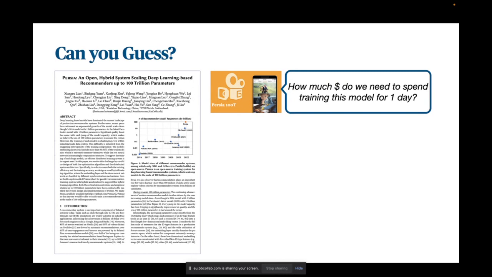But if you think about how much money we really need to spend to train this model for one day? 100 trillion parameters is like 400 terabytes of data, either in memory, on hard drive, whatever. So how much money do we need to spend training those models for one day? And here are multiple choices. Just think about what would be your answer.